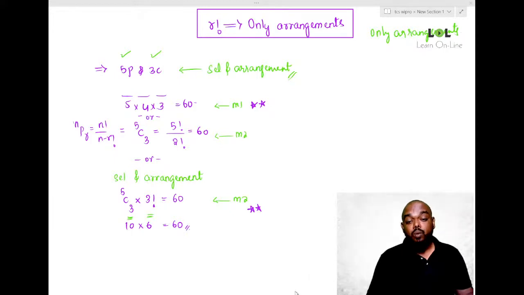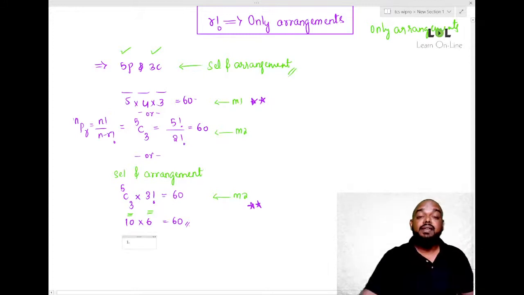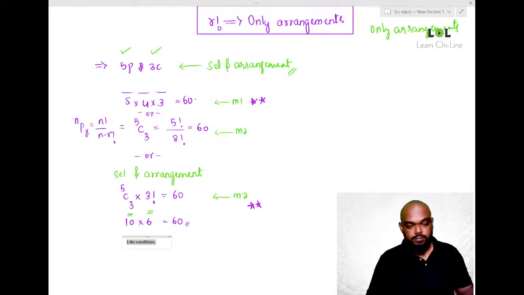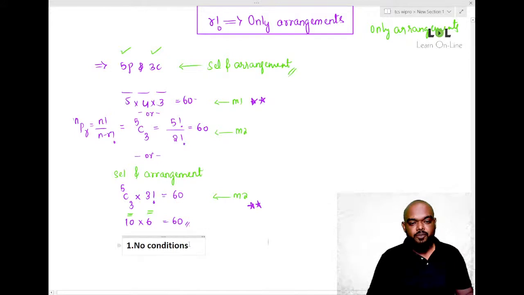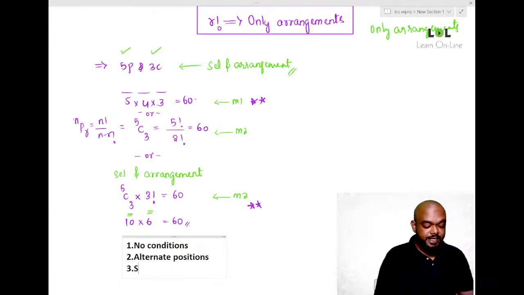Okay. So still, what all the different cases we will get here? We will see problems on no conditions. Types of problems that we come across here. Alternate positions, people sitting in alternate positions. And still we'll get people sitting together. What is that? Sitting together.